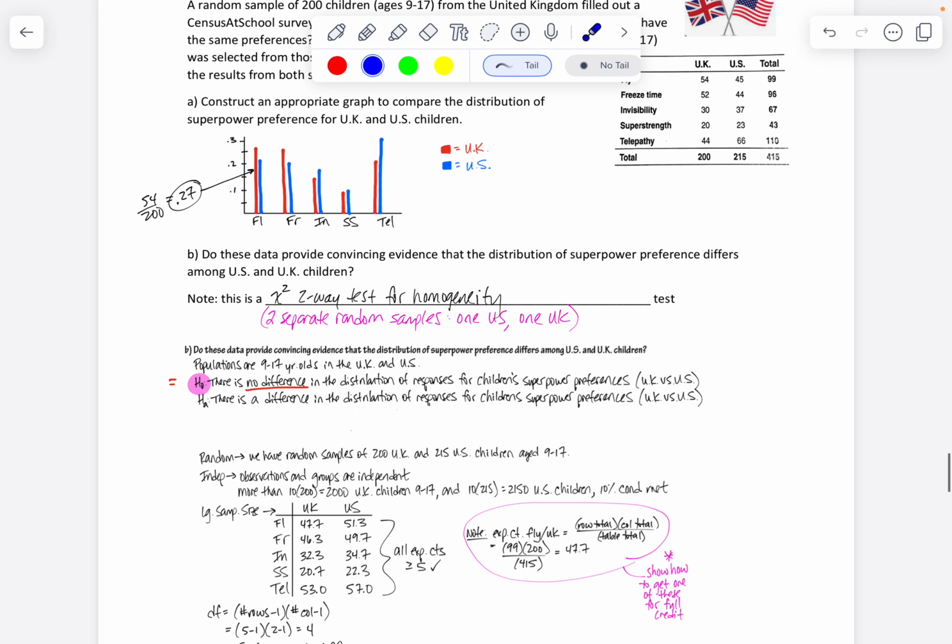I'm sorry for zooming in and out, but how did I get this number right here? If it was a multiple choice question and you needed to prove how to get one of those values, you take the row total, which is 99, times the column total, which is 200, divided by the table total, which is 415. That's in your reading guide. These are the numbers plugged in, and that is exactly where this number came from, okay? And look, I put a little note here, show how to get one of these for full credit, okay? And you'll see multiple choice questions where they ask that also, so just be aware of that.